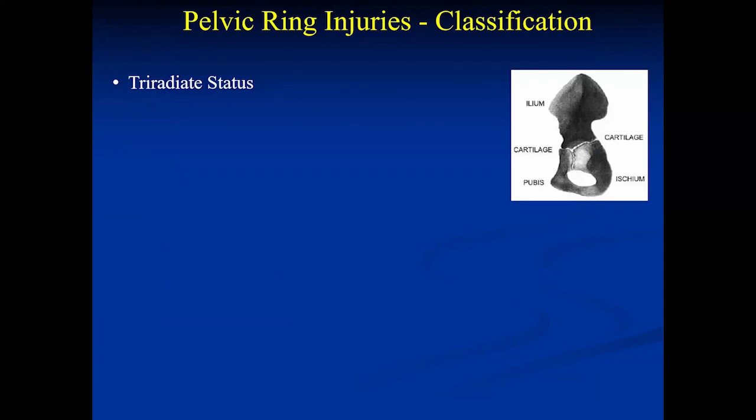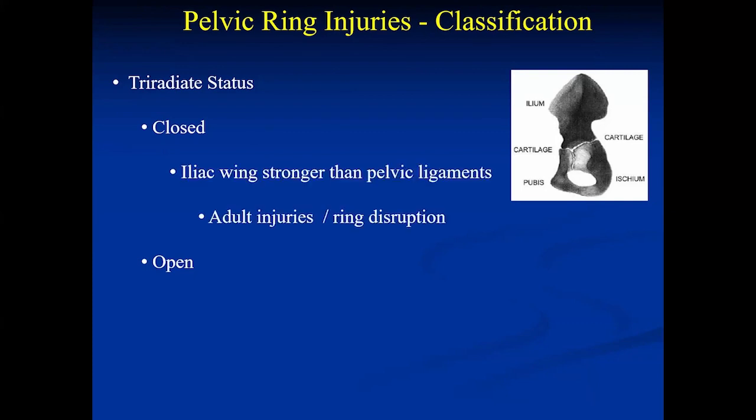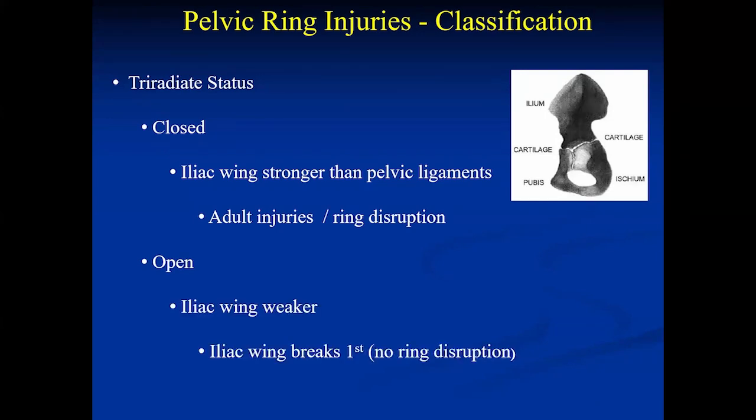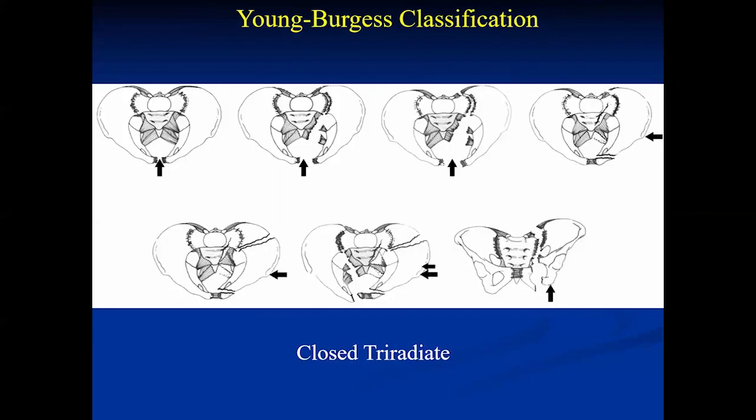Now, when you're thinking about how we classify these injuries, you really want to look at the triradiate, basically breaking it down by whether the triradiate is closed or open. If the triradiate is closed, the iliac wing is stronger than the pelvic ligaments, and you get adult-type injuries with disruption of the ring. If the triradiate is open, the iliac wing is weaker, and the iliac wing breaks, and there's not necessarily that disruption of the ring that you see in adult patients.